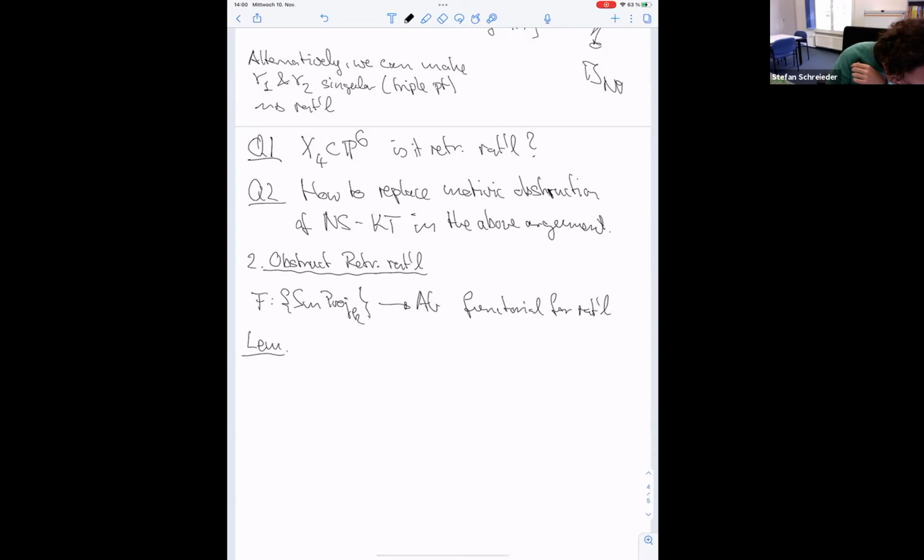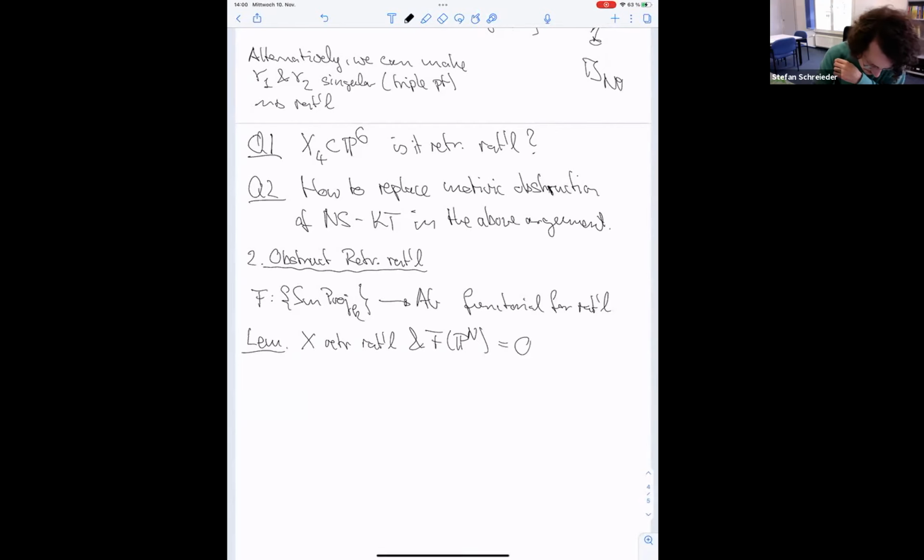Then we have the following lemma. If X is retract rational and this functor evaluated on projective space P^n is 0 for all n, then F of X is also 0. So any functor that is functorial for rational maps and trivial on projective space gives an obstruction for a variety to be retract rational. And the proof is obvious. So we have this diagram.